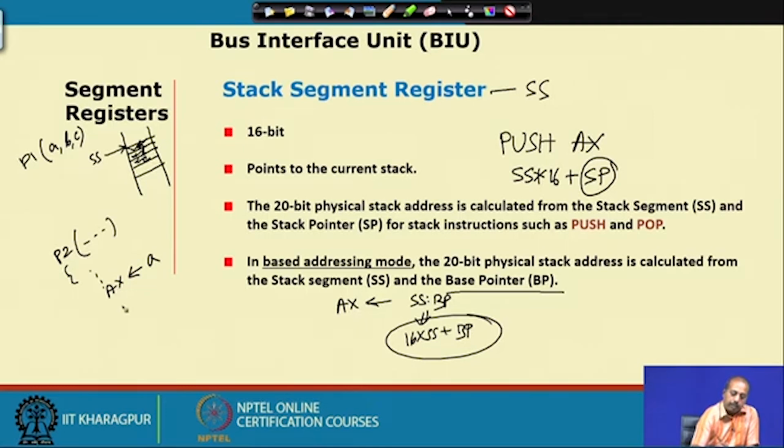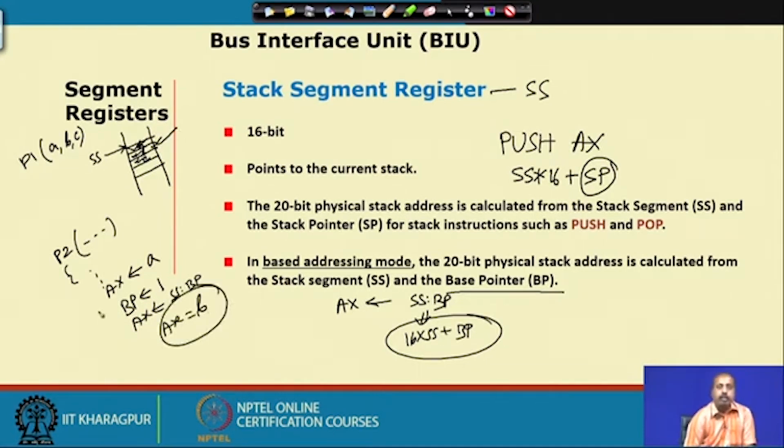So, you can initialize this BP, the base pointer, to say 1, and then you can say AX gets SS colon BP. So, what will happen? SS 1 means it will be accessing this B. As a result, AX will be getting the value B. So, this can be done, fine.